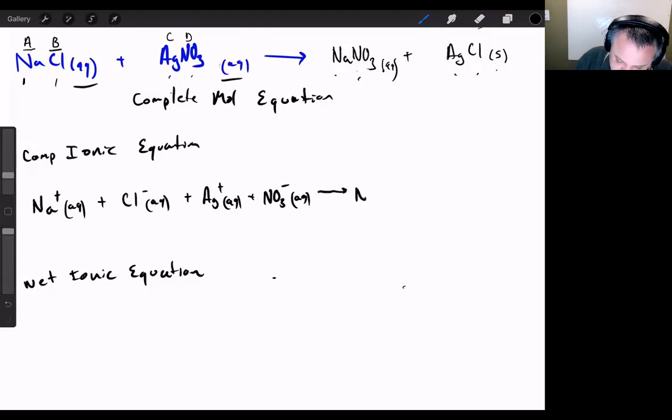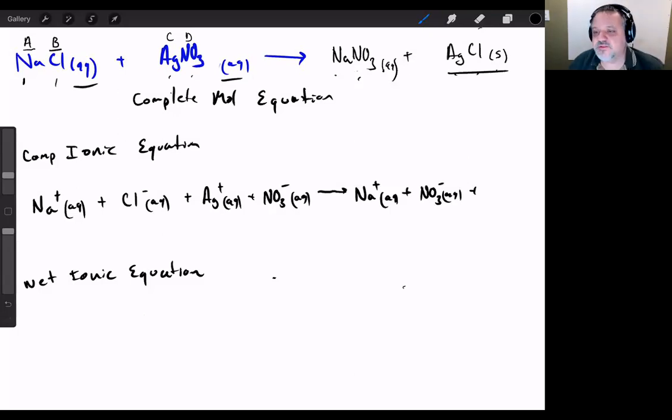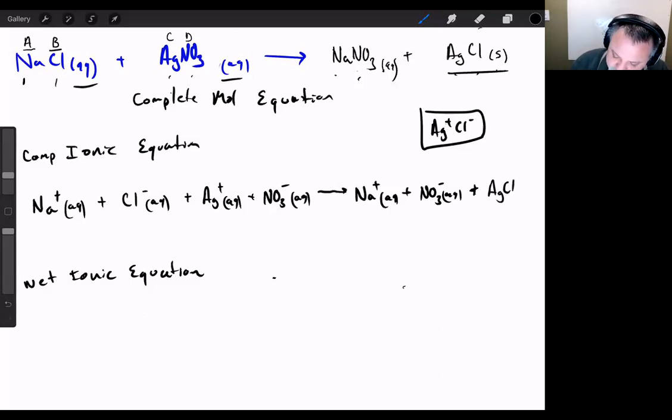And then on the product side, I still have an aqueous sodium ion and I still have an aqueous nitrate ion. But look what happens here. They're no longer aqueous, they're solid. And since they're solid, they absolutely do stick together. They actually do make a solid particle of silver and chlorine stuck together. So I want to tell that to the reader. I have a silver chloride solid.